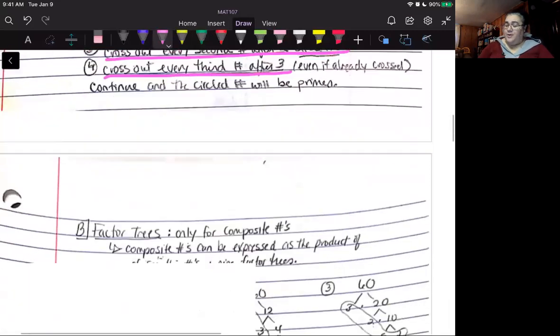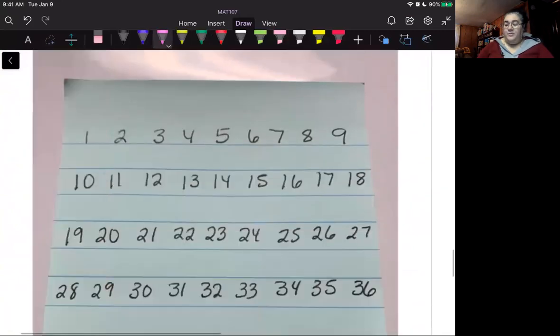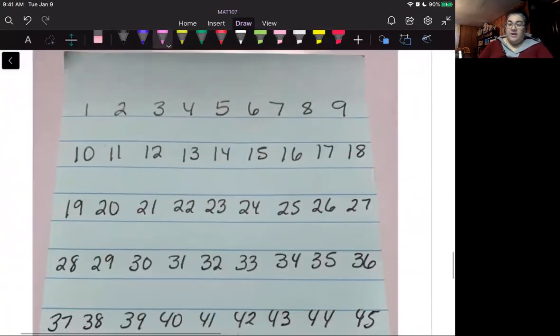So let's do that as a practice. Okay, and I have a little example for us to look at right here. So according to the directions, we skip the number 1, we circle the number 2, and now we cross out every 2. So we count 1, 2, cross it out. 1, 2, cross it out. 1, 2, cross it out. 1, 2, cross.